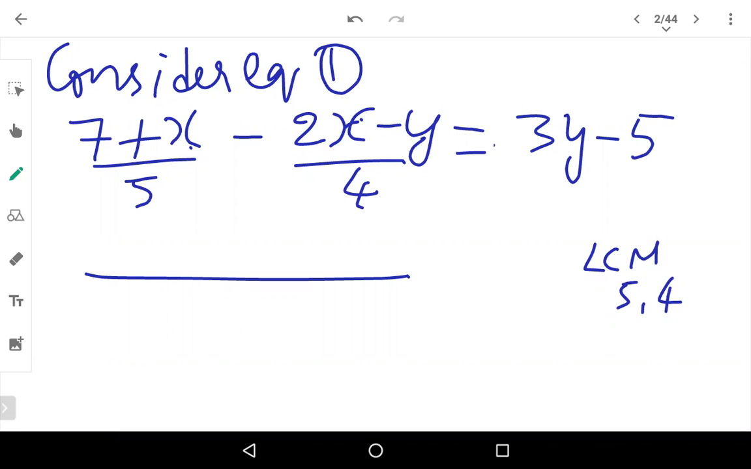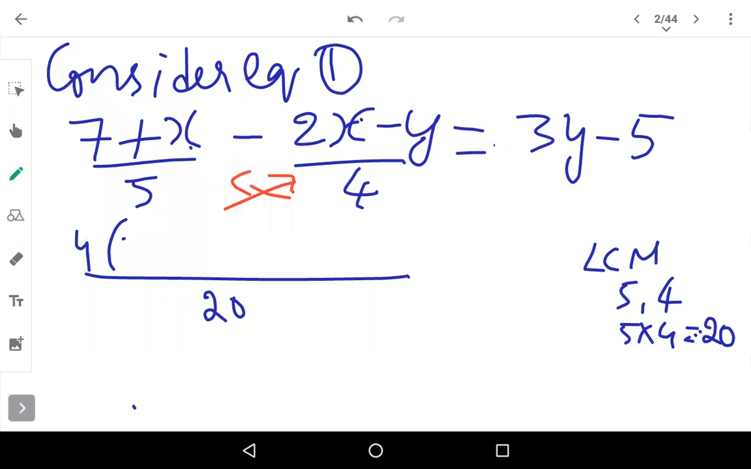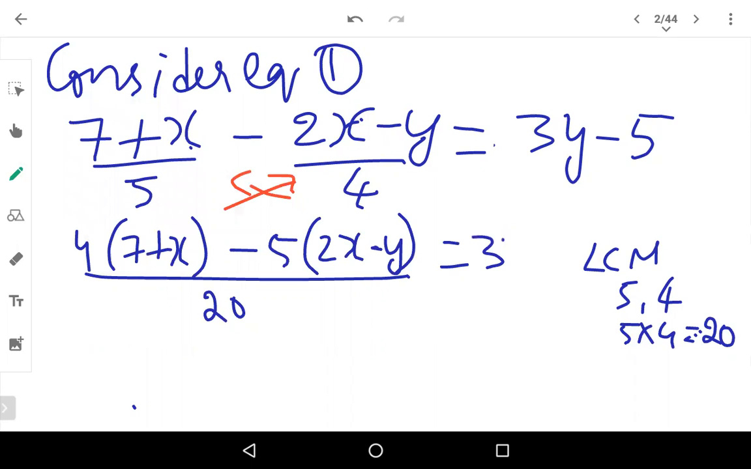We can multiply 5 and 4, and 5 4s are 20. So 20 is the LCM. And now what we can do, we can cross multiply the denominators to the numerator and find the value. So if you cross multiply, in the numerator, you are going to have 4(7 + x) − 5(2x − y) = 3y − 5.